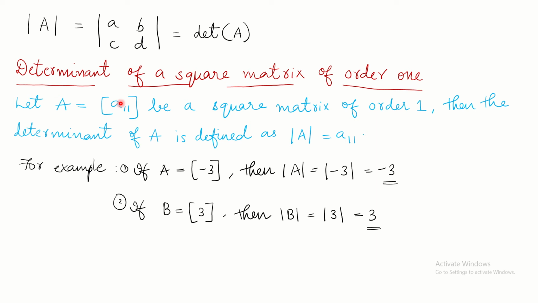Is it clear for you? I'll give you an example. Consider my matrix A is the matrix [minus 3]. This is a 1 by 1 matrix. Then for the determinant of A, you put a vertical line around A, so the square brackets will be removed. Instead of that, you have to put two vertical lines. So determinant of A is equal to determinant of minus 3.